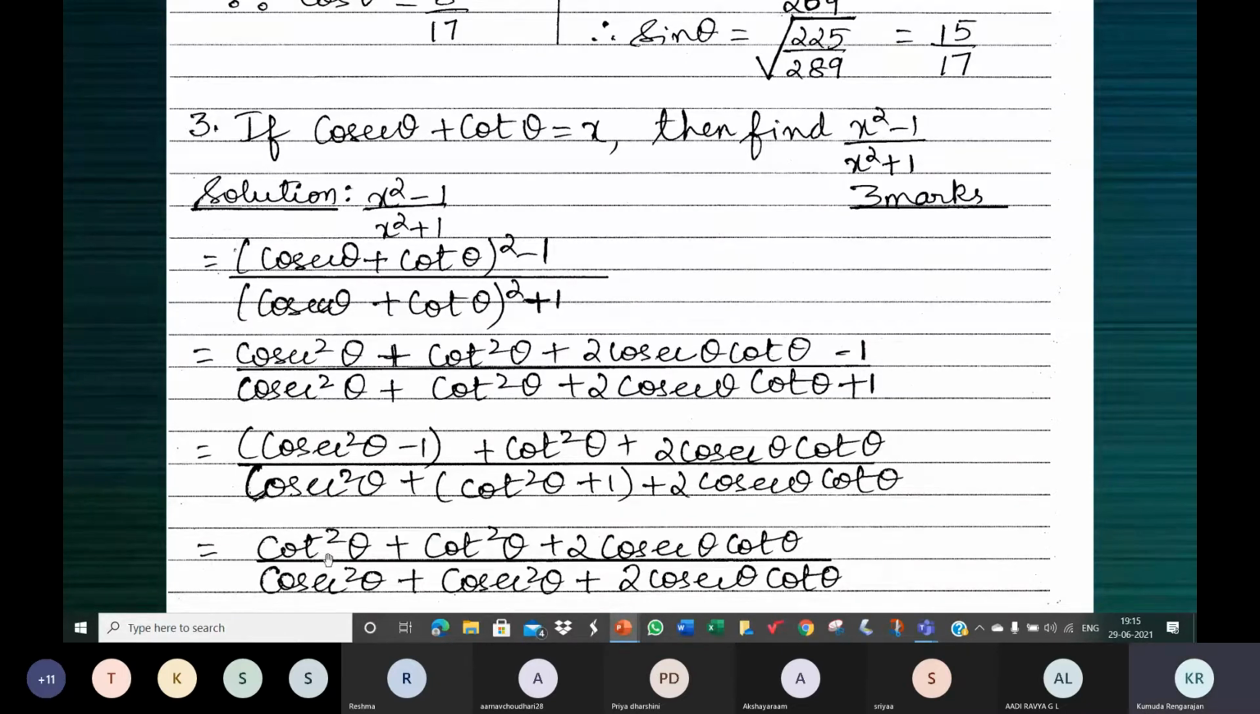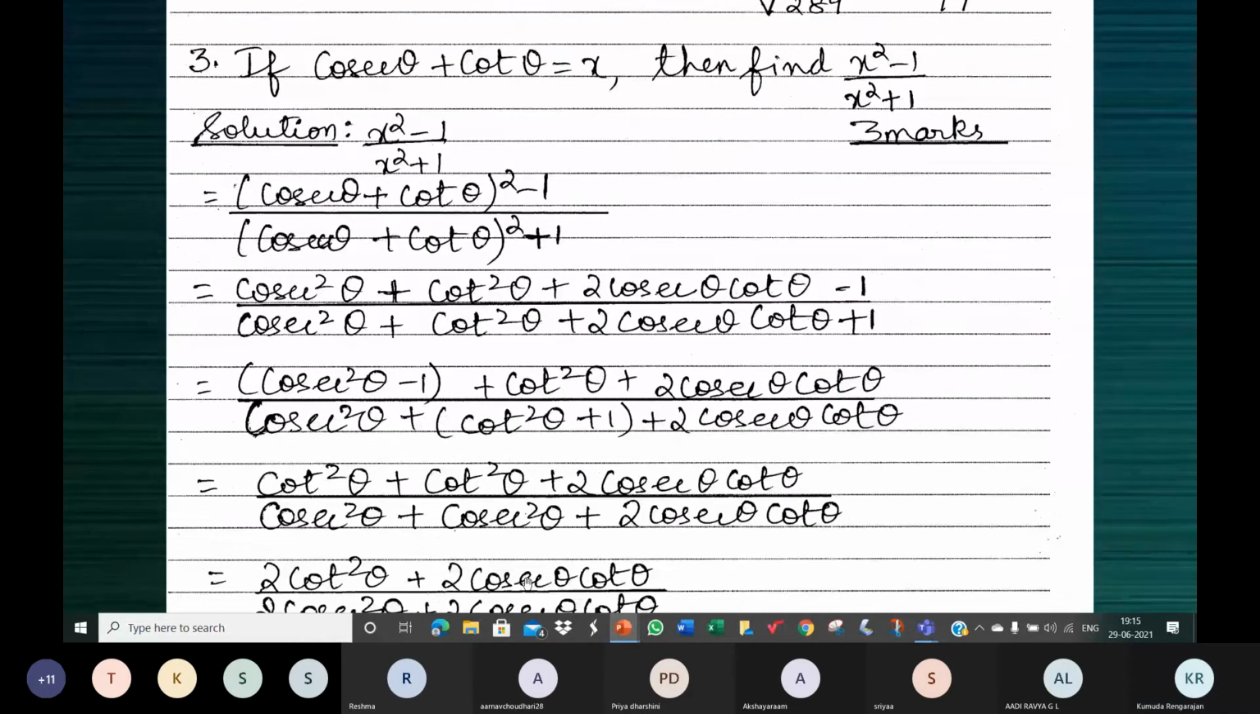So immediately now after doing this, we have to simplify. What is cot square theta plus cot square theta? 2 cot square theta. What is cosecant square theta plus cosecant square theta? 2 cosecant square theta. That's the next step. Now, can somebody tell me what will come next? Taking 2 common. Very good.